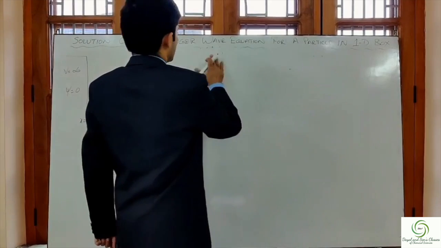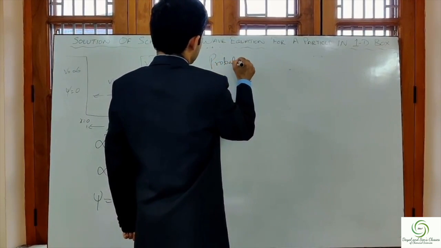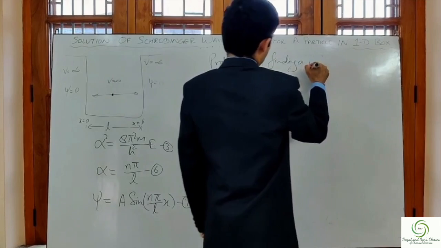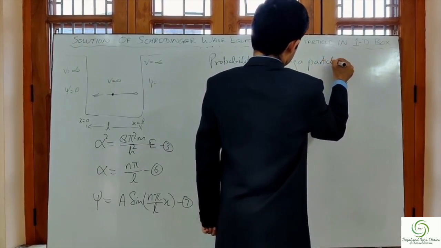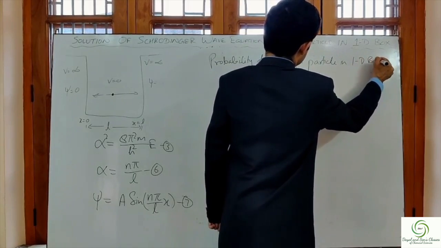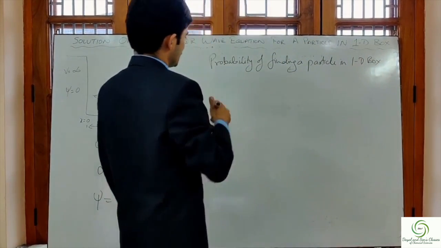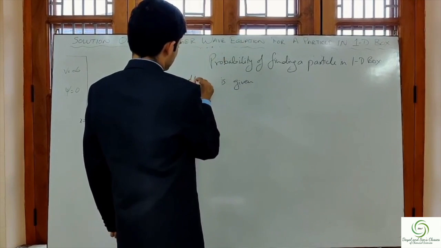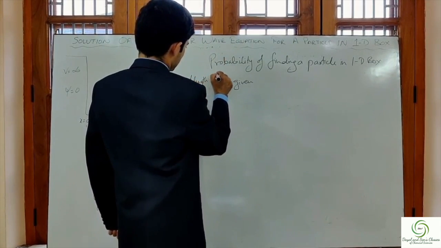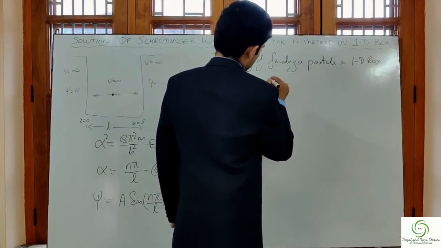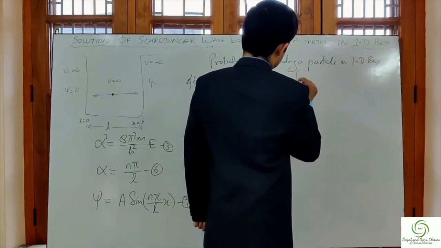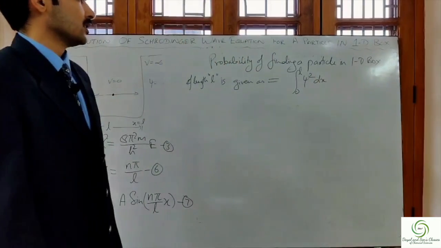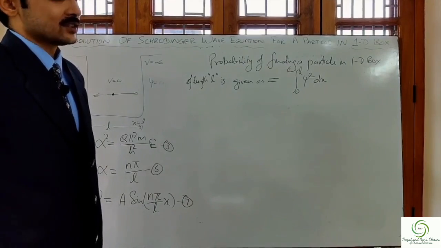So far these three pieces of information we have got from this particular box. Now the probability of finding a particle in a 1D box of length L is given as the integral from 0 to L of psi square dx.